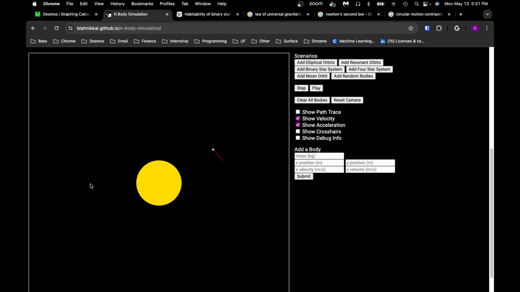You can also, of course, add your own bodies because this is a real-time simulation. It's not just a recorded thing. So let's see if we can get the body to orbit. No. Well, yes, but it's really elliptical.